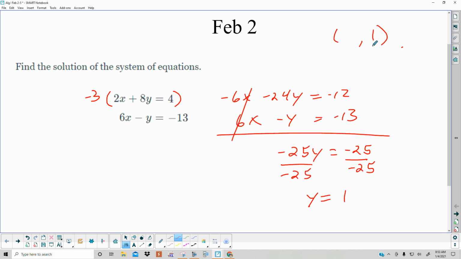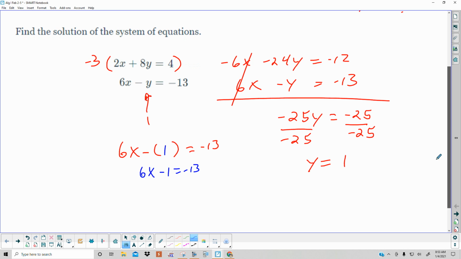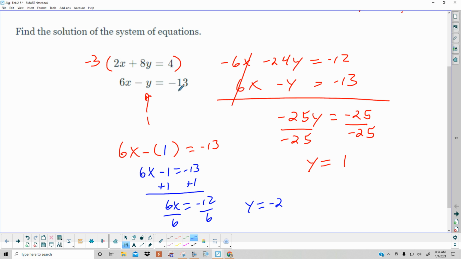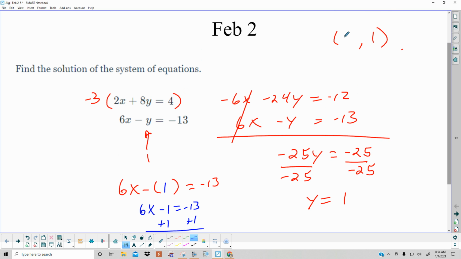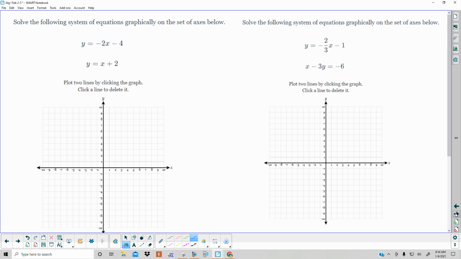So remember, your goal is to get a coordinate. You have found the y value is 1. To find the x value, fill it back into either equation. 6x minus whatever the y value is, -13, and the y value is 1. So it's 6x minus 1 is -13. I'm going to add the 1 to the other side. 6x is equal to -12. Divide by 6, and you get x is equal to -2. So remember, your goal was to get a coordinate, and there it is. Okay? So that was solving by elimination.